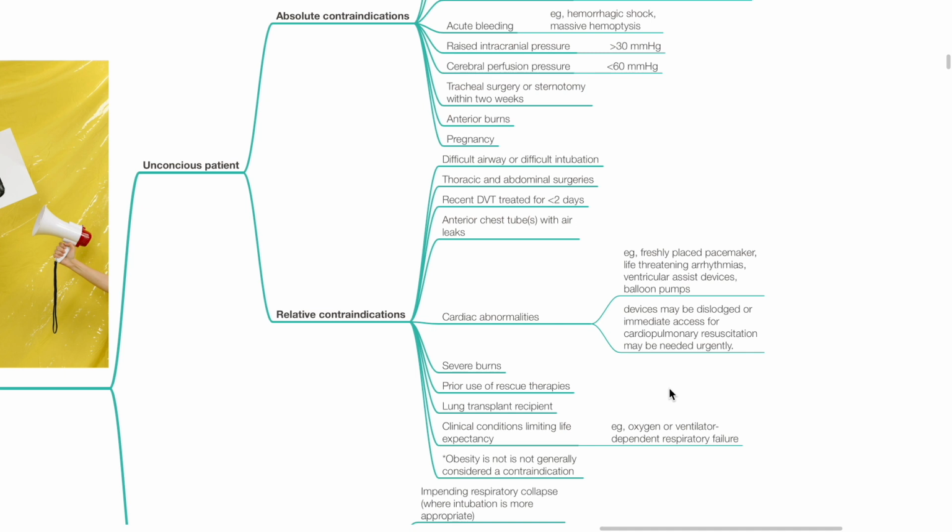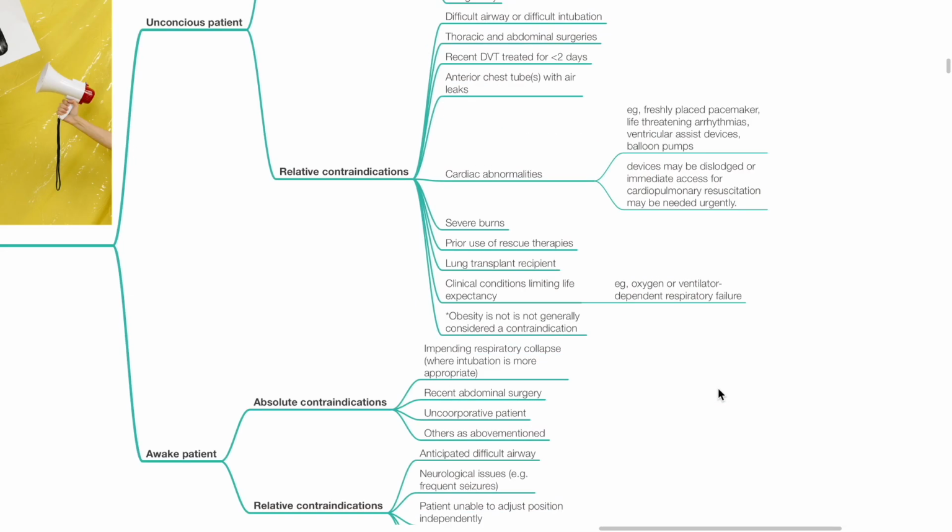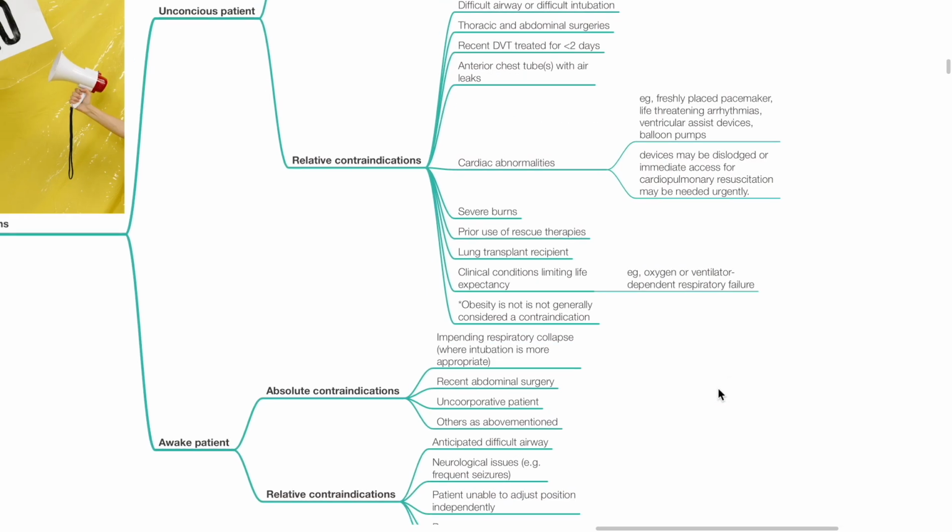Relative contraindications include difficult airway or difficult intubation, thoracic and abdominal surgeries, recent DVT treated for less than 2 days, anterior chest tubes with air leaks, cardiac abnormalities such as freshly placed pacemaker, life-threatening arrhythmias, ventricular assist devices or balloon pumps. These devices may be dislodged or immediate access for CPR may be needed urgently. Severe burns, prior use of rescue therapies, lung transplant recipient, and clinical conditions limiting life expectancy. Obesity is not generally considered a contraindication.